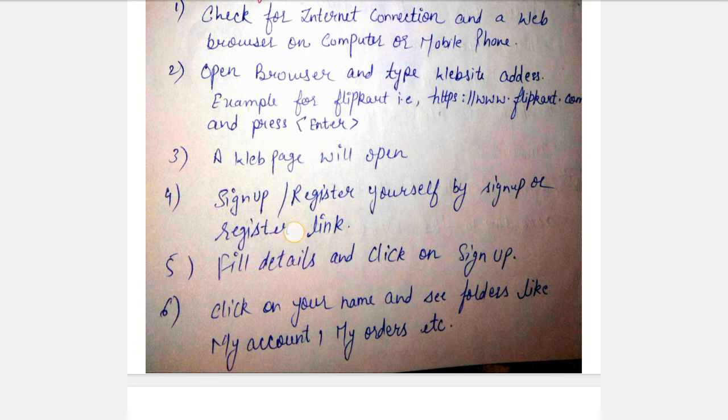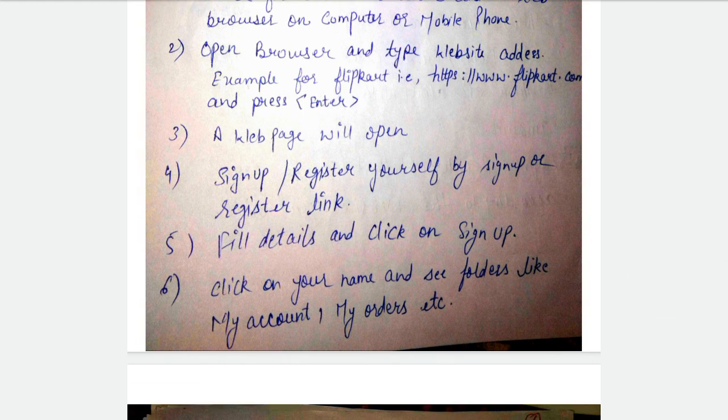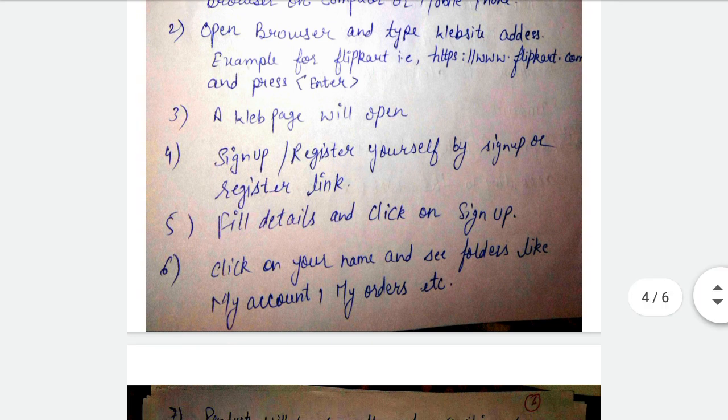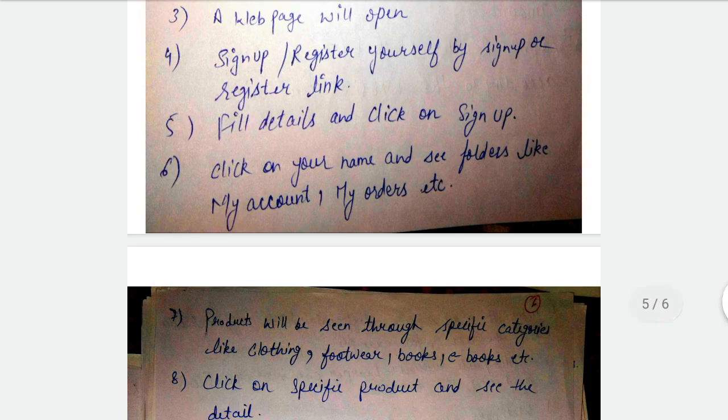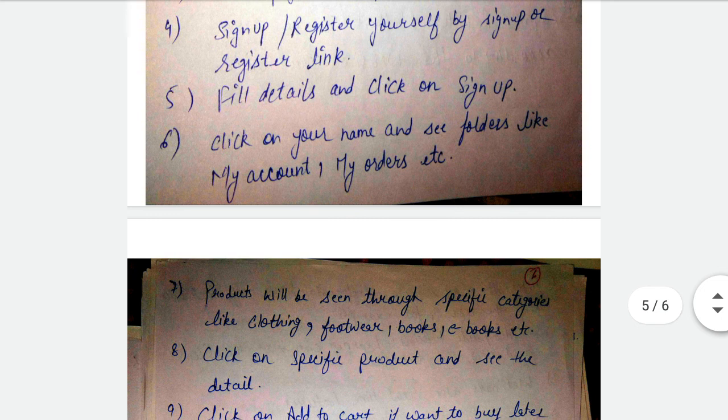Then sign up and register yourself, and fill in the details as it will ask from you. Now click on your name and see folders like My Account. In the side menu of the website, after you have logged in, you can see your ordered items and your account. So from the side menu you can check all these details.